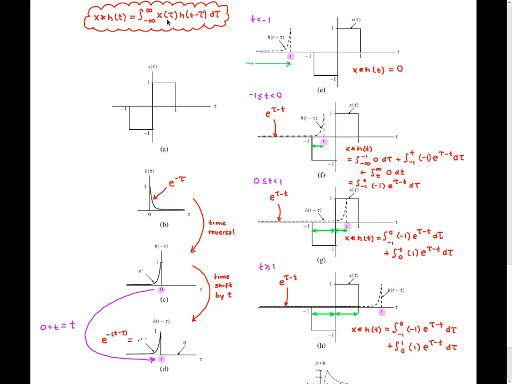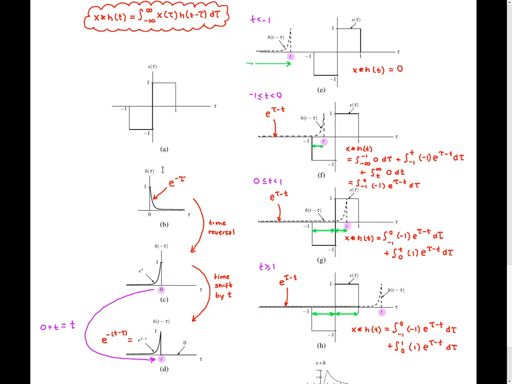So if we plot x of tau with respect to tau, this is relatively easy to do. We can just take the formula that we were given for x of tau and just plot it directly. If we plot it, we end up with what's shown in figure A here. If we plot the graph of the function h that we're given, just h of tau, this is the graph that's shown in figure B.